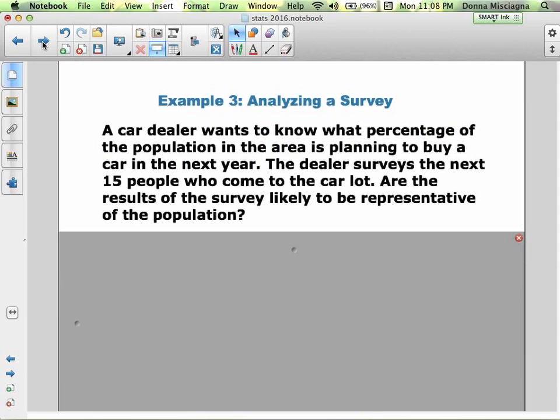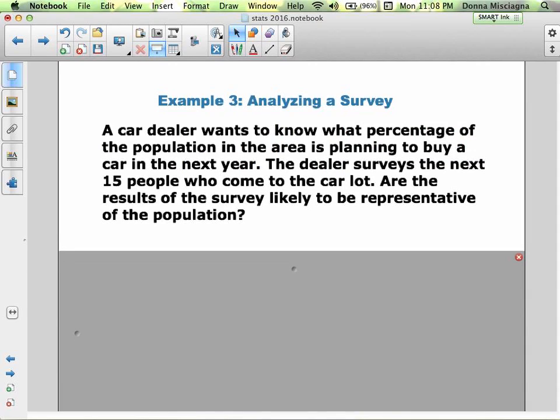Right, so a car dealer wants to know what percentage of the population in the area is planning to buy a car in the next year. The dealer surveys the next 15 people who come into the car lot. Are the results of the survey likely to be representative of the population? So in other words, is this an unbiased sample? It's representative? Or is this a biased sample? Some group is over or underrepresented. Right? Decide, is it biased or not?